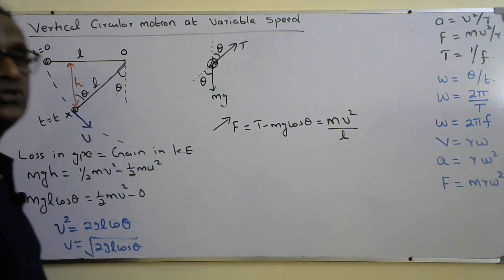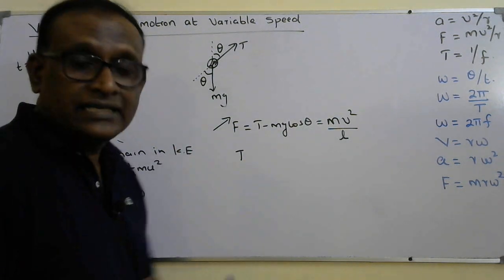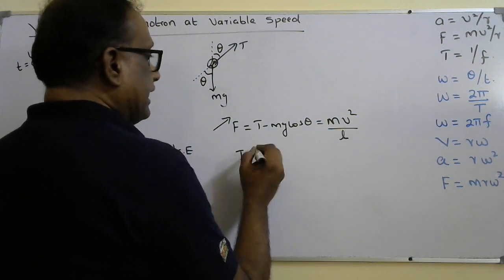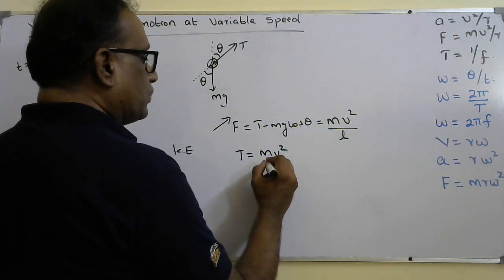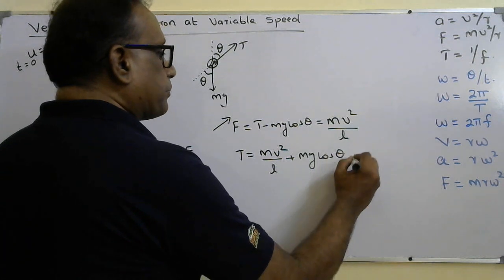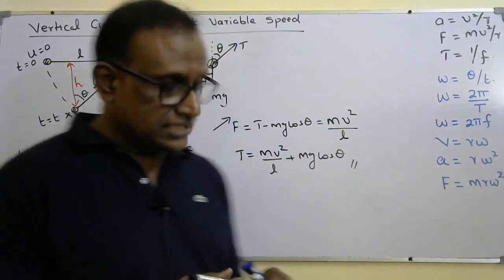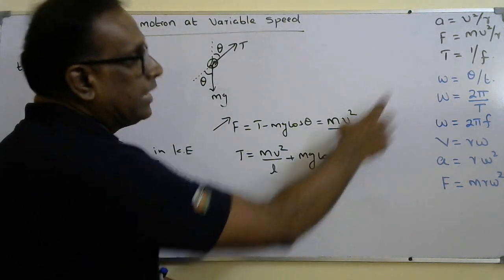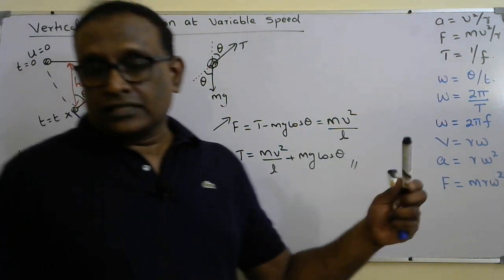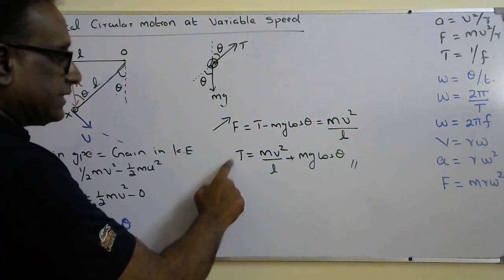So here v is also changing. So we can find the tension at an instant when the string makes an angle theta with the vertical. T is going to be mv squared over L plus mg cos theta. By using it, we can find the tension at an instant. Here I'm using the equation mv squared over r, so that means the speed is changing. At different points, the speed will be different. At an instant, I found the tension.